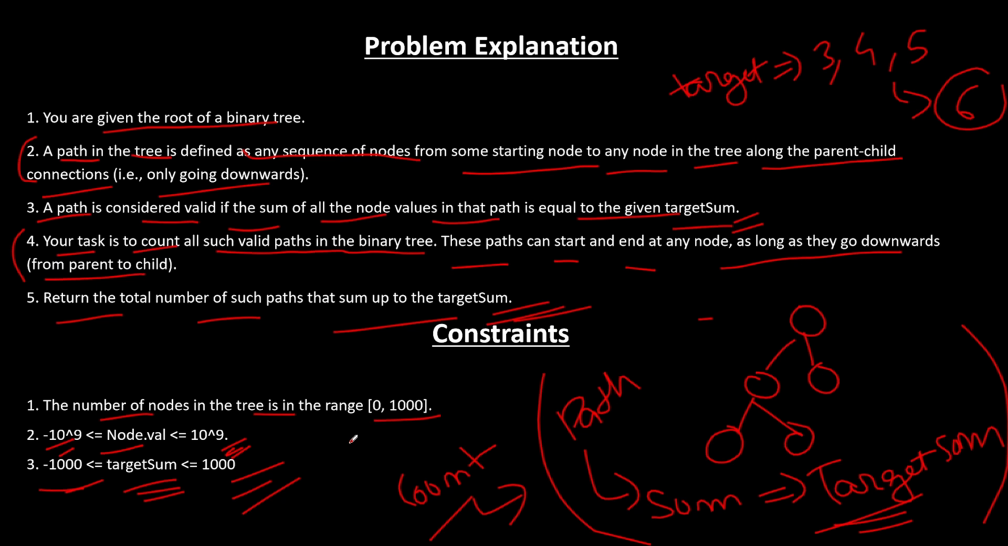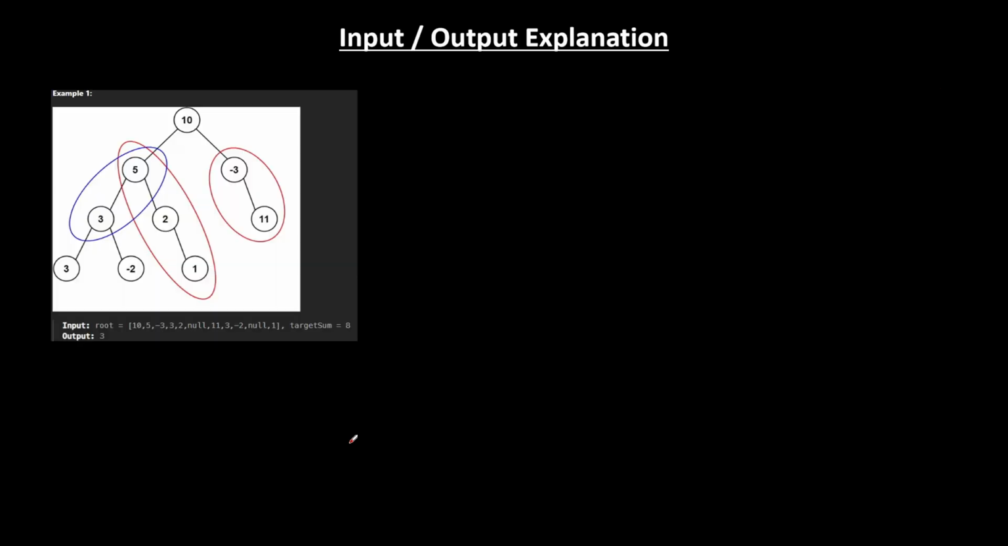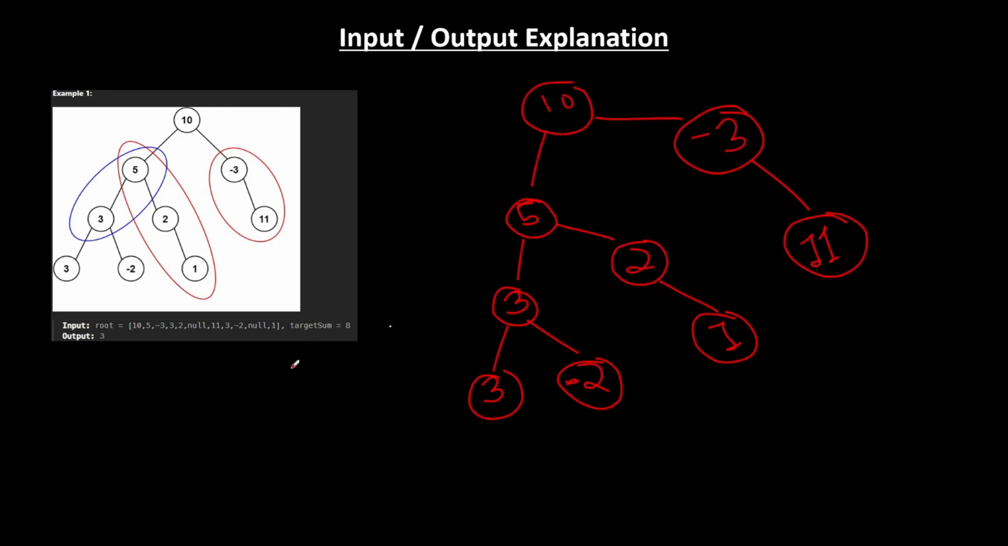Now let's move to the next slide. Let's understand the input and output of the problem. Let's take this tree itself. Let me draw this tree. So this is our given tree, and our target sum here is 8. So where can we find 8?